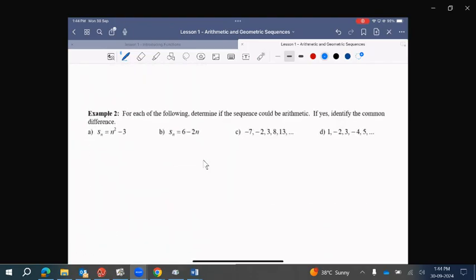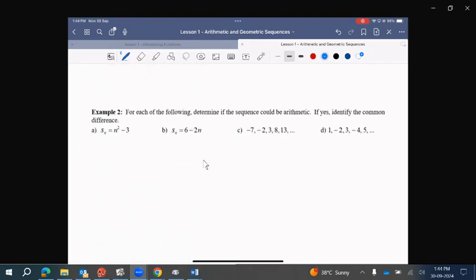Okay, so for each of the following, determine if it is an arithmetic sequence or not. What do we think of this first one? Is it an arithmetic sequence? Why not? It's quadratic. It's not linear. So this one is not. What about the second one? Yes. This is going to be an arithmetic sequence because it looks linear.